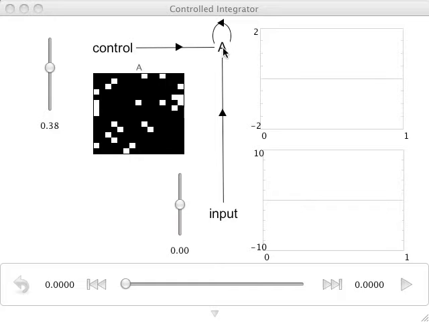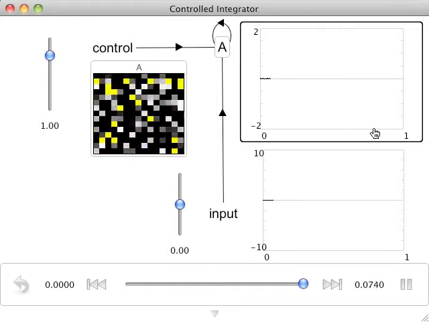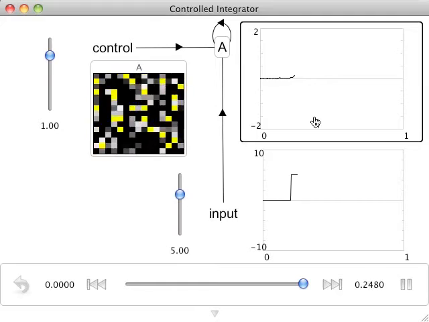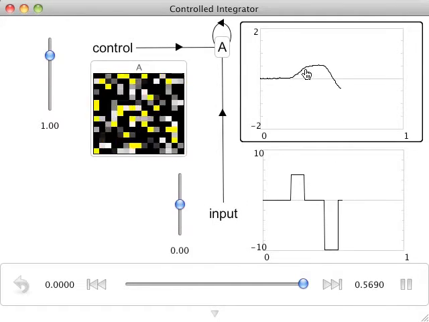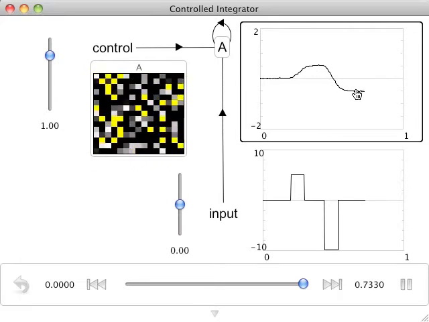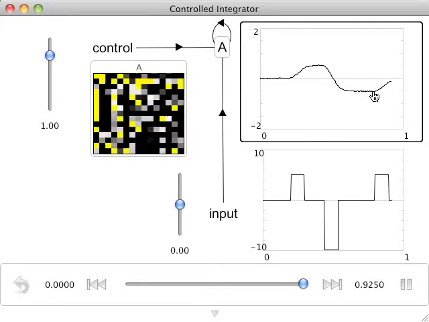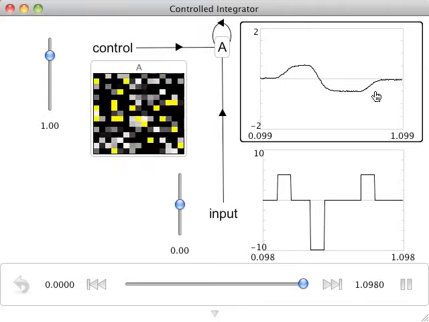signal. This allows us to compute the product of the control and the input in the recurrent connection, giving us on-the-fly control over the dynamics of this population of neurons. In the default setup, when we play this simulation, it acts as a standard integrator. So for a given input shown here, we can see that the population A is approximately integrating that input, where, when there is no input, the response remains constant.